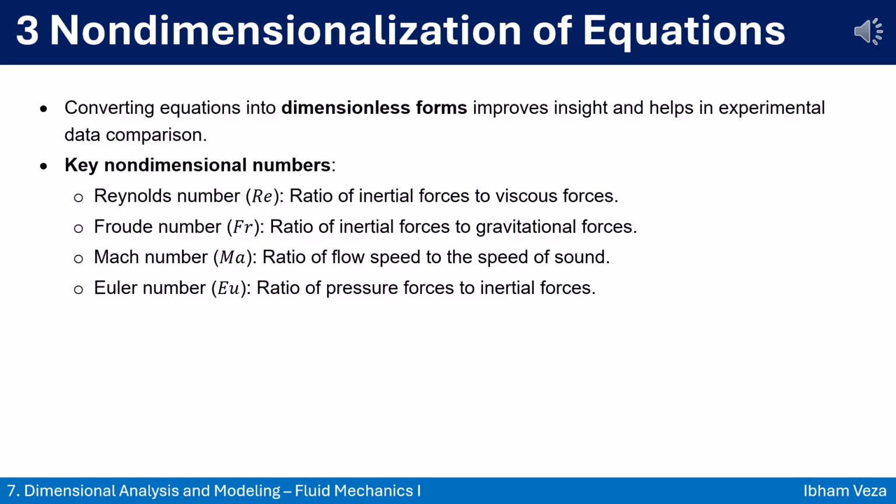The secret tools are these key dimensionless numbers: Reynolds number, Re, inertia versus viscosity; Froude number, Fr, inertia versus gravity; Mach number, Ma, flow speed versus sound speed; Euler number, Eu, pressure versus inertia. Learning to think in dimensionless terms is a skill every great engineer masters.